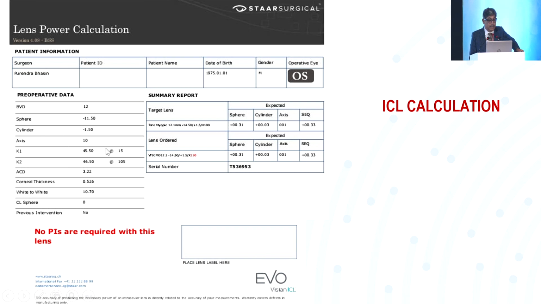As you can see in this particular case, the preoperative refraction was minus 11.5 with 1.5 diopters of cylinder at 10 degree, and the size of the ICL is 12.1 because our white to white was 10.7, and the lens is minus 14.5 with plus 1.5 diopters of cylindrical correction and the residual expected refractive error on the right side.